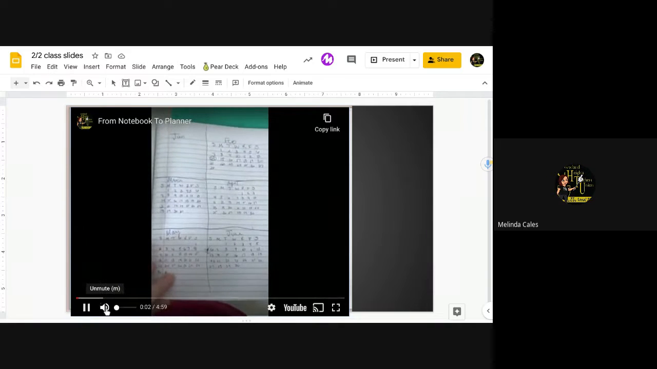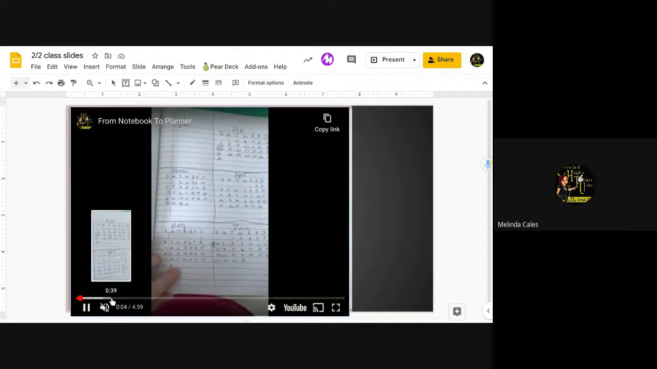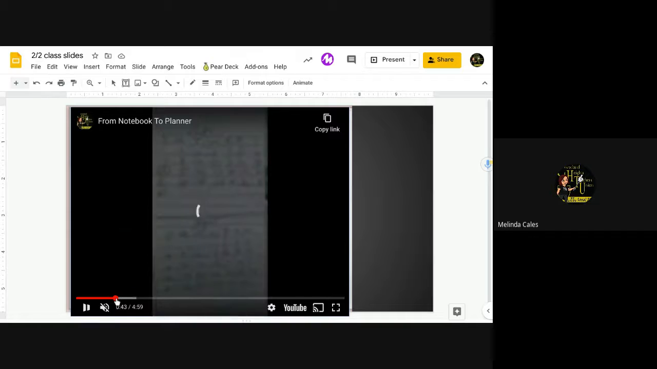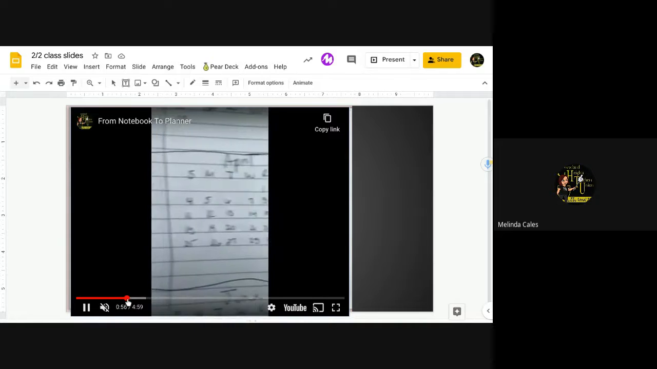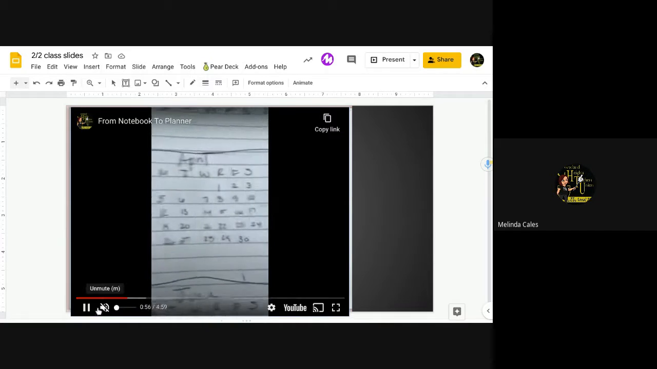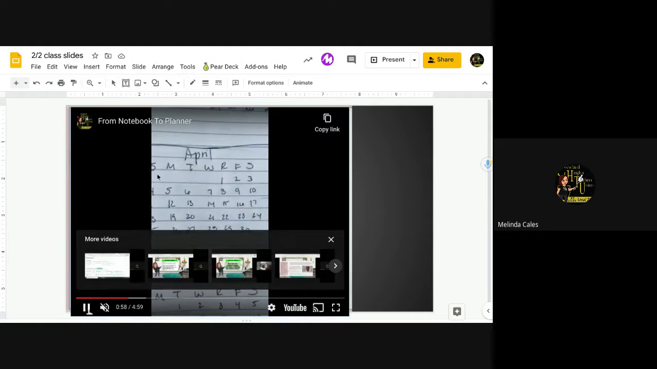So here, we'll do it. Mute that. So we'll scan ahead. So you can see on the months, she put the days with just an S, M, T, W, and then an R for Thursday, an F, and an S. That way she knew just by jotting it down what days were in that column.